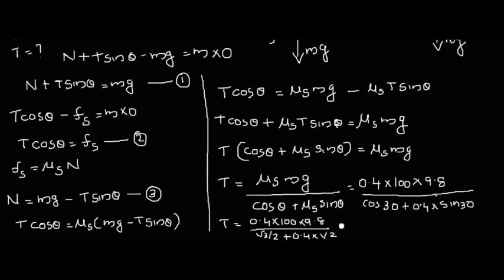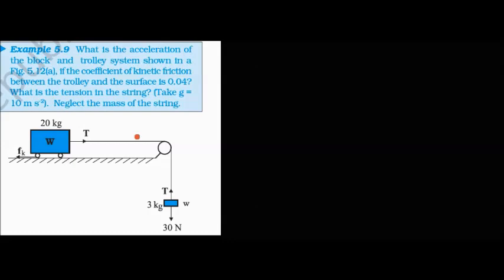Once you do the calculation, the answer will be approximately 367.7 Newton. So this is the value of the tension in the string, and this is the tension required to just slide the box over the wooden floor. Let's move on to the next question.